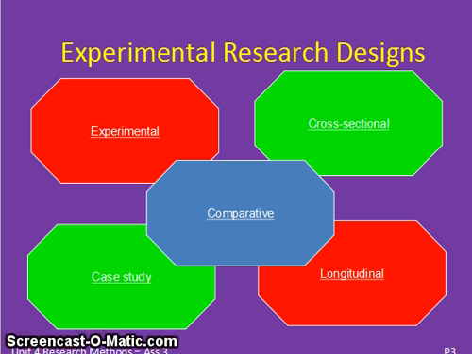Experimental data collection is systematic and only one variable is measured, so for example it's the independent variable versus the dependent variable. A cross-sectional is a random selection from an overall population of people. For example, if you were testing all 17 to 18 year olds, you would just take a random selection of 17 to 18 year olds.